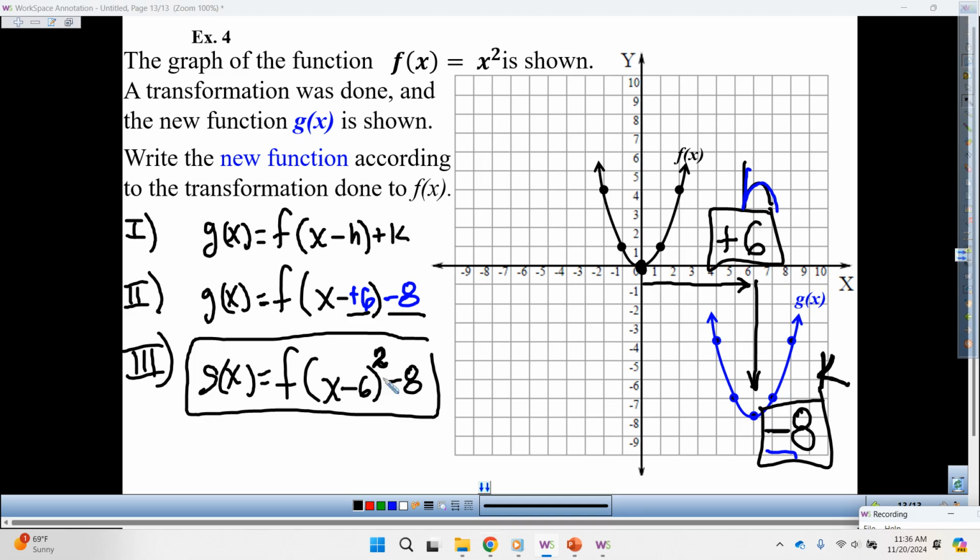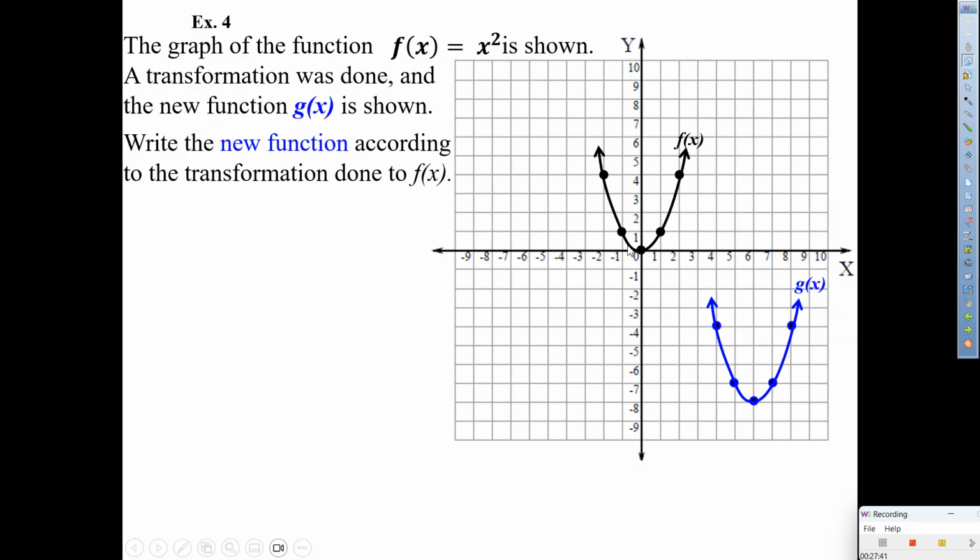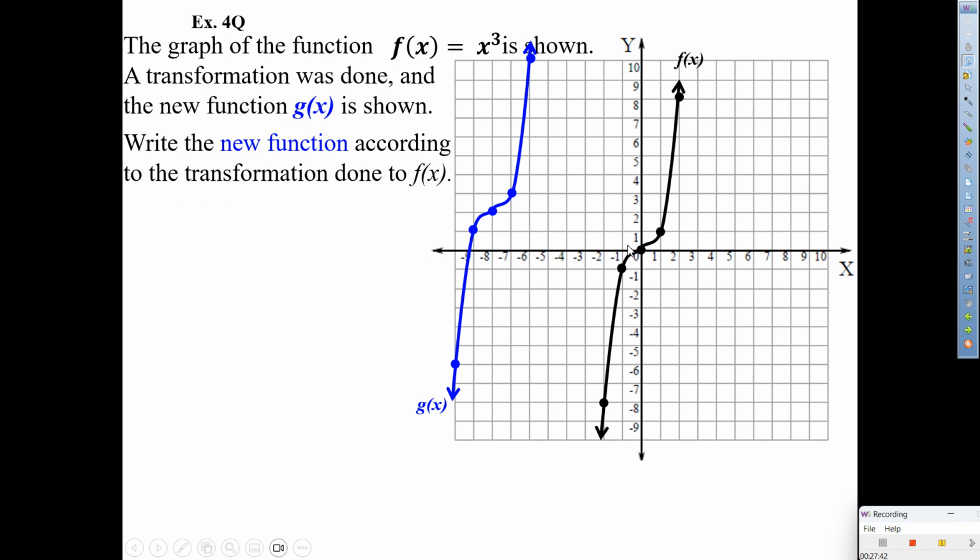All right, from 1 to 5, I'll come to borrow you with that. 4, 4, 4, 5, okay. Shall we do another one? All right, let's go to the next one. Example 4Q. So, I'm going to give you guys a head start. You should be able to do this one by yourself completely. Go.